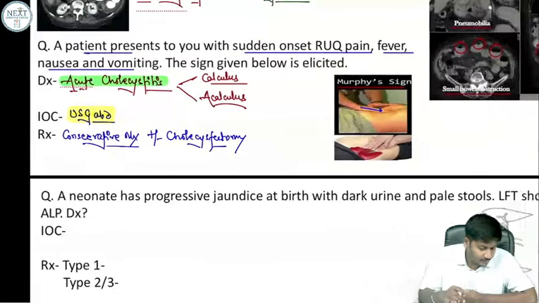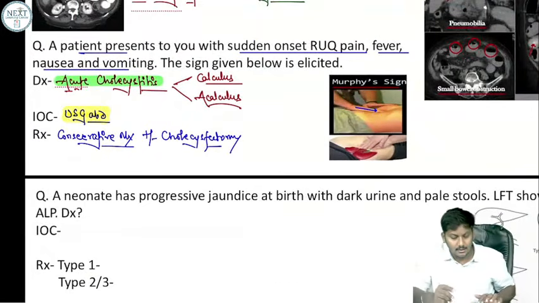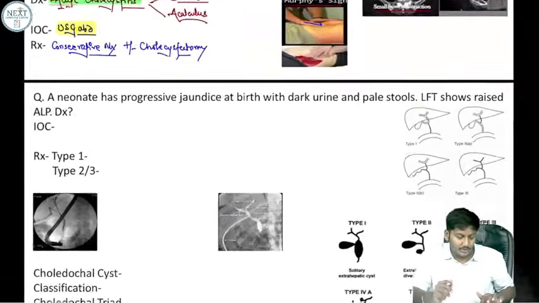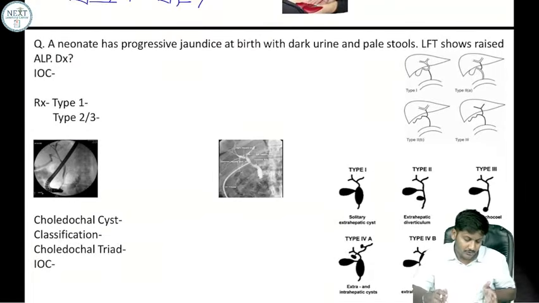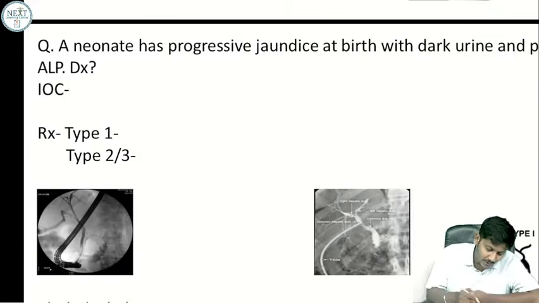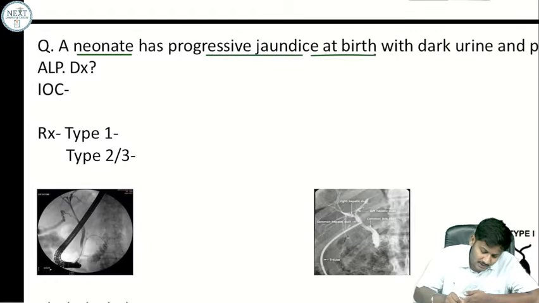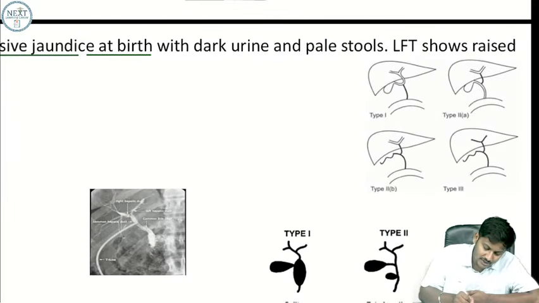That is important. Yes, gold standard would be a HIDA scan. Now, next important, if I talk about bache, is the question over here. What you are able to see here, we are having a neonate, beta, who has complaints of progressive jaundice at birth, basically. With which kind of urine? With a dark urine and pale stools, beta.